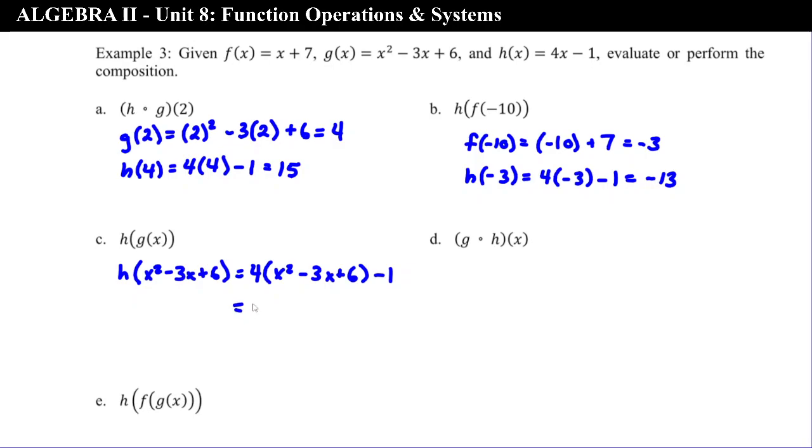And now we just simplify. We multiply out our 4, and then we collect our like terms. And that is our final answer. This is what h of g of x is in terms of x.